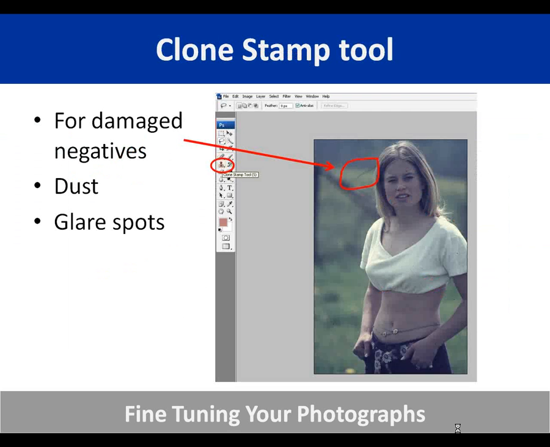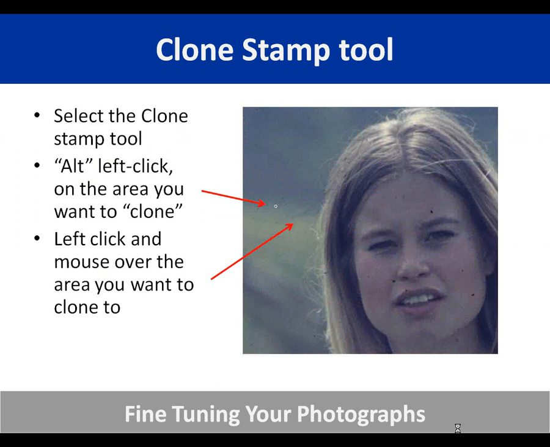Moving on, the Clone Stamp tool is really perfect for damaged negatives. You may have seen this picture earlier, and if you look at the top of this picture, you'll see a damage mark. This is a very, very old negative. It's also excellent for getting rid of dust. Before digital cameras, you had film. If you scanned any of your film into digital format, you'll have dust on some of your pictures, and it gets rid of glare, that kind of thing. I use it a lot.